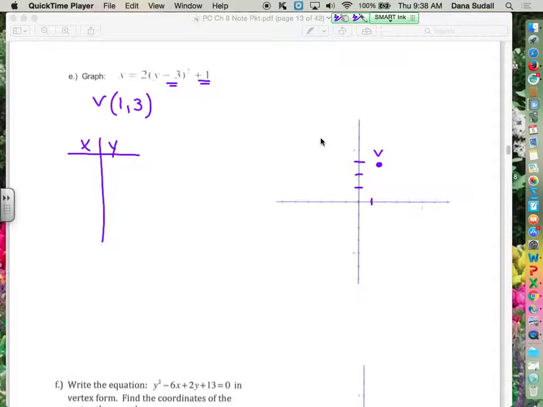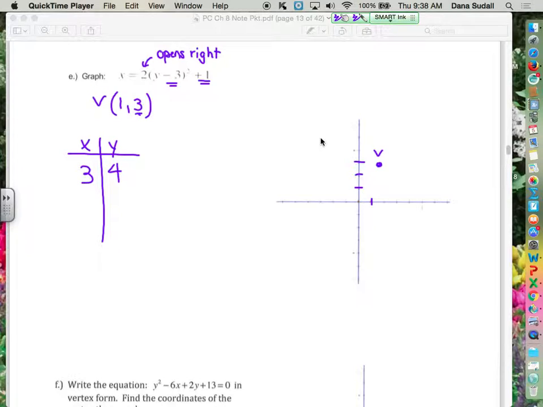And if you look at this, this is a positive 2 out in front, so it's going to open to the right since it's a y that's squared. And then I'm going to pick a value for my y value. I'll pick something that's smaller than 3 and something that's bigger than 3. Something bigger, 4 would probably be easy to plug in there. 4 minus 3 would give me 1. 1 squared is 1. 2 times 1 would be 2, plus 1 would be 3.